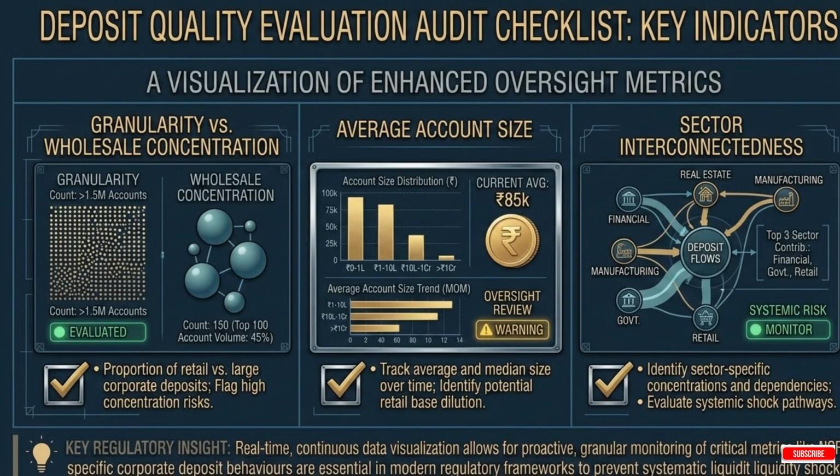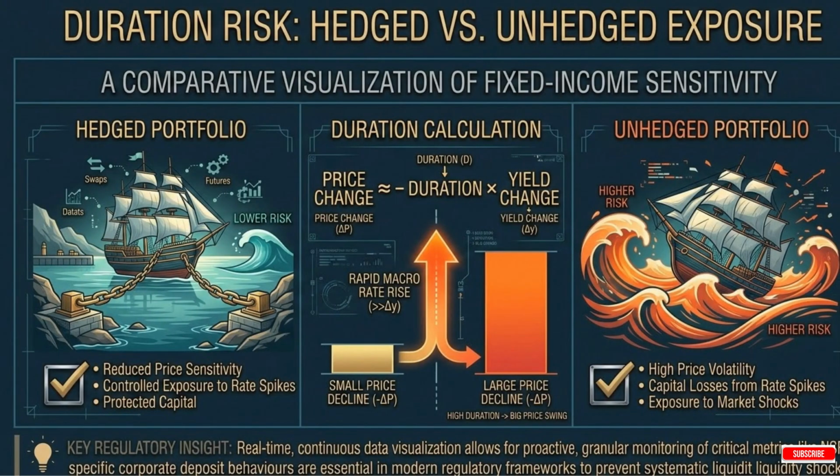Future risk management requires a more granular audit of deposit quality. This involves evaluating granularity versus wholesale concentration, average account size, and the interconnectedness within specific sectors like tech or real estate. SVB's collapse demonstrated the risk of leaving long-term fixed income investments unhedged against rapid changes in macro interest rates.